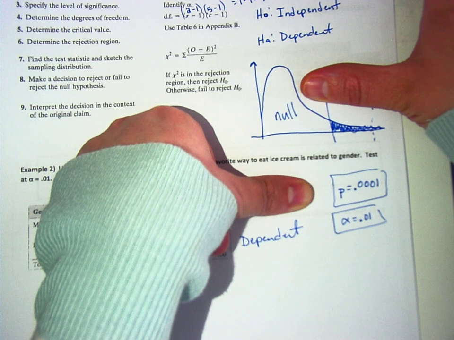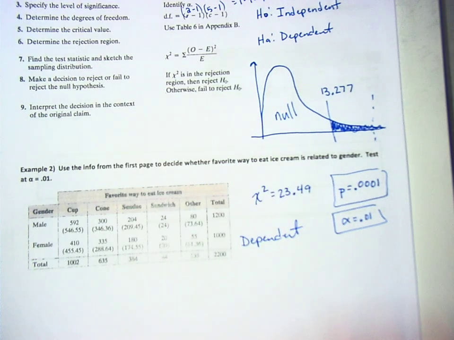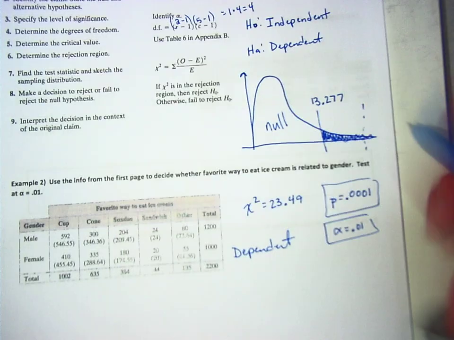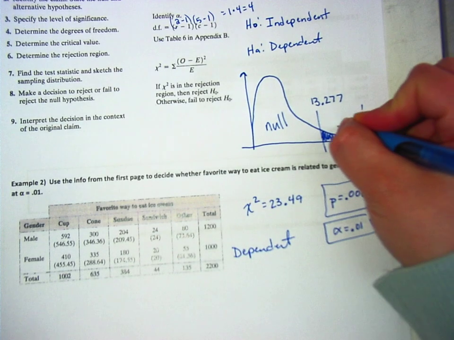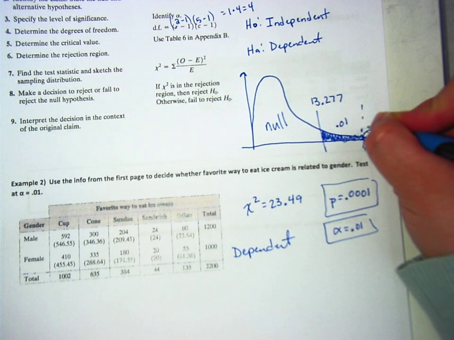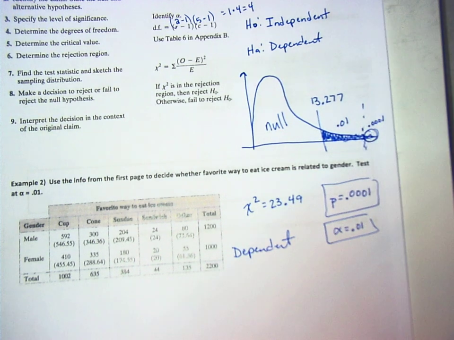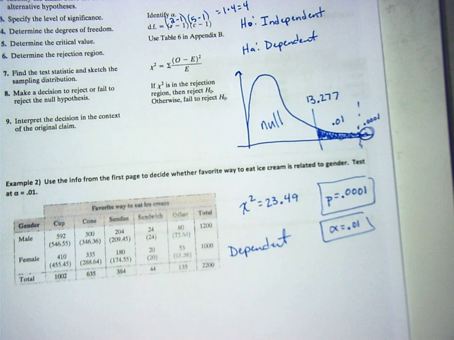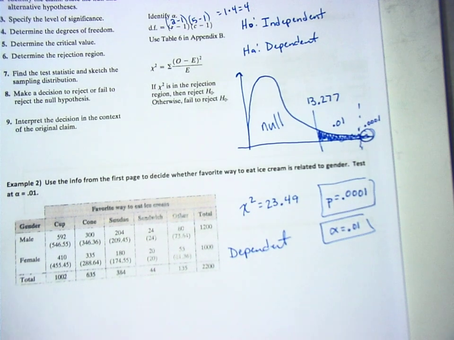So p-value is the percent that's in that tail. Imagine this percent that's right here is 0.01 because that's our alpha. And then over here, this tiny little area is 0.0001. See how it's smaller? So if your p-value is smaller than alpha, you reject because you're in the tail. The alpha is how much is in the tail, and the p-value is how much is in the tail of your sample. So if it's even tinier, that means you reject and you accept the claim.